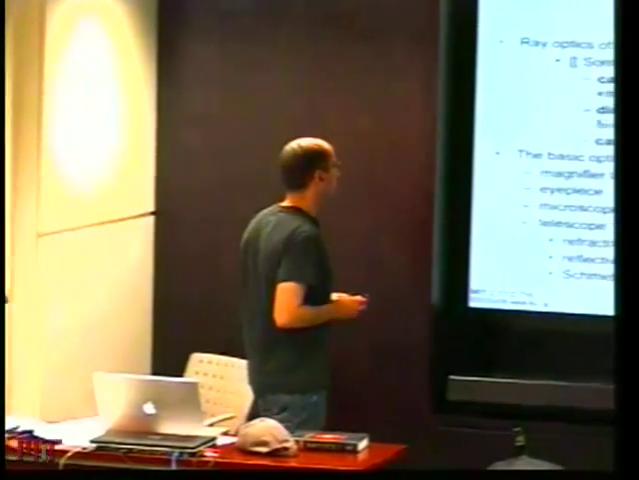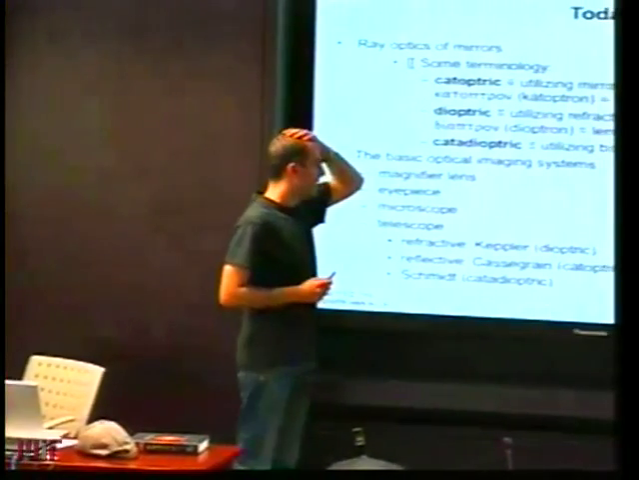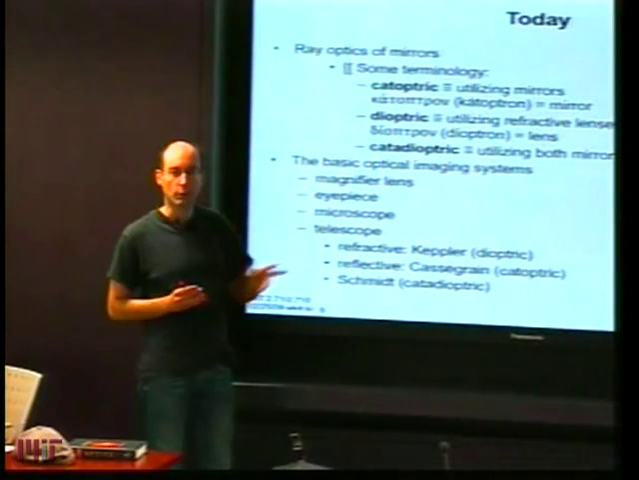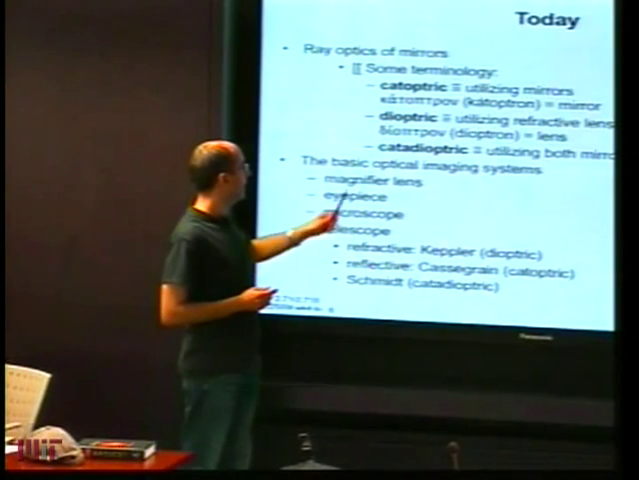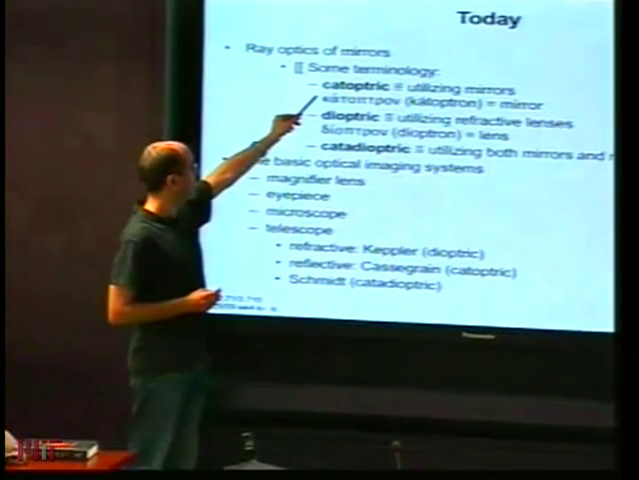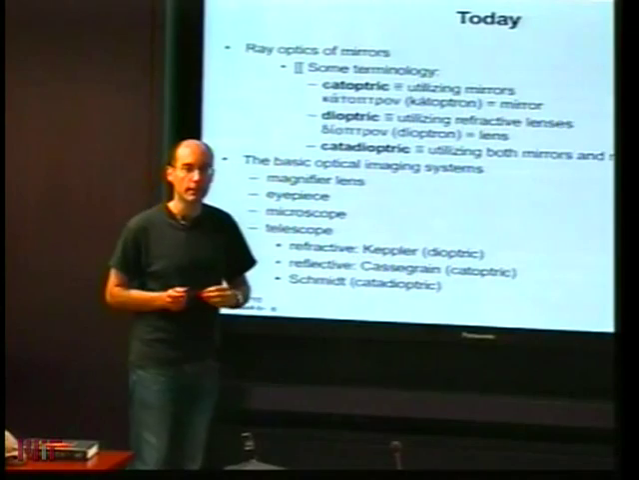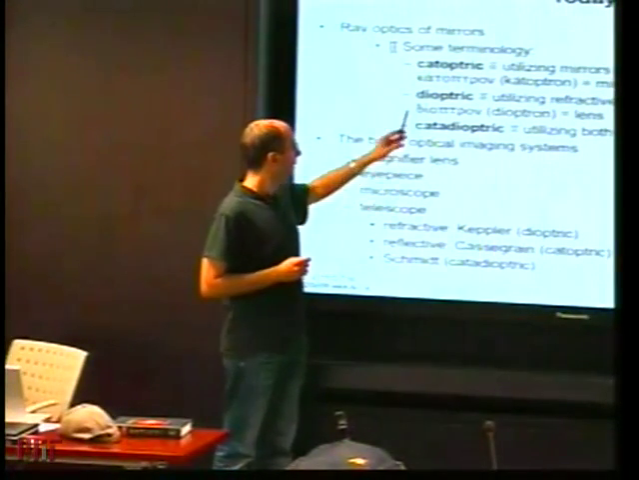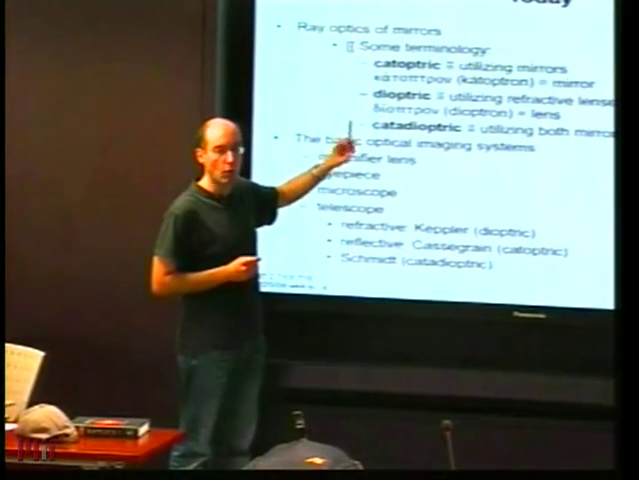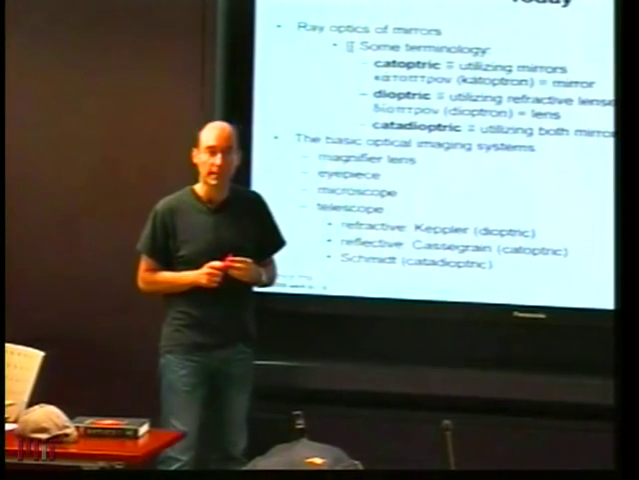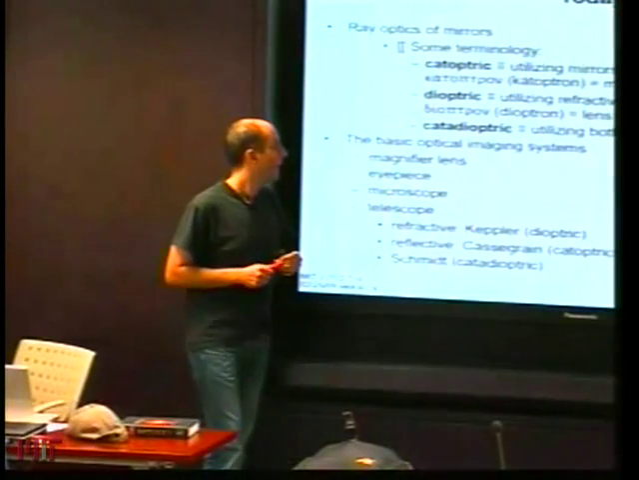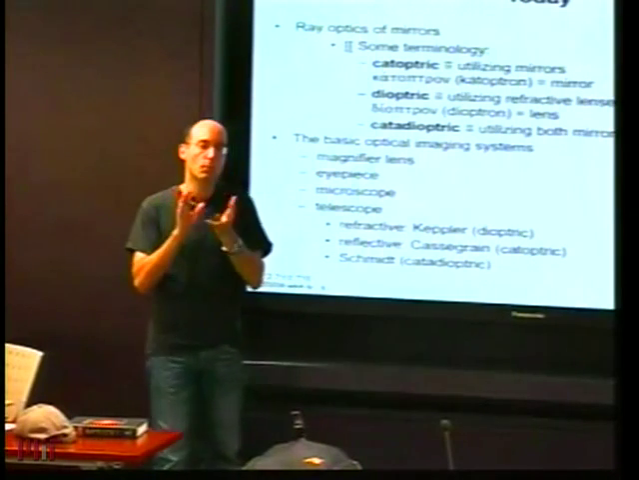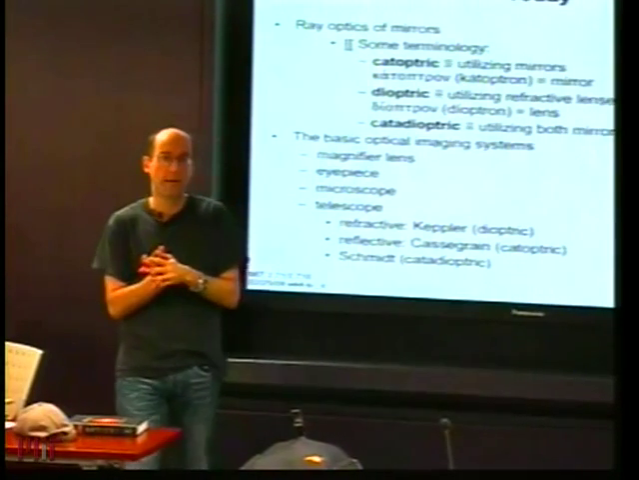There's a little bit of terminology here. These are relatively archaic words, even in Greek. We don't use them anymore. But a system that uses mirrors is called catoptric, from the ancient Greek word for mirror. And if it uses only refractive elements, you call it dioptric. That's also where the term diopter comes from. And finally, there is a class of optical systems that use both mirrors and refractive lenses.